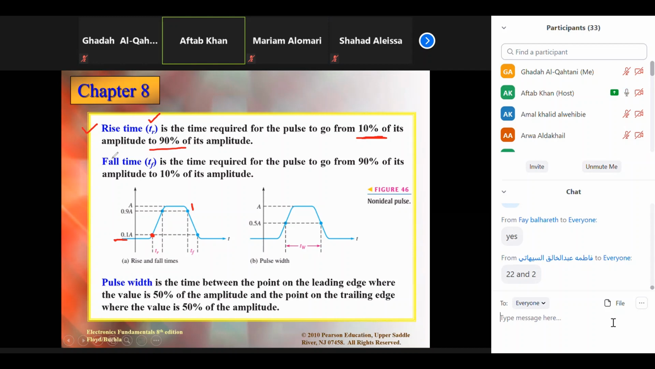Okay, sorry. So it's the rise time, and this is 90% of its value. So the time required to change the voltage.